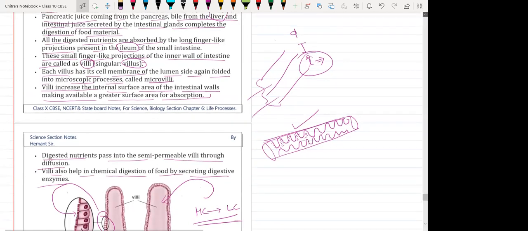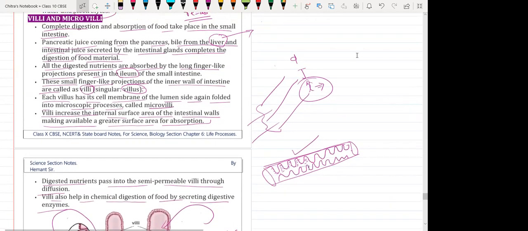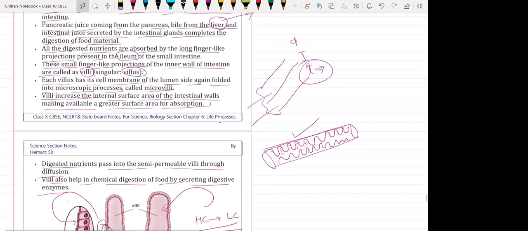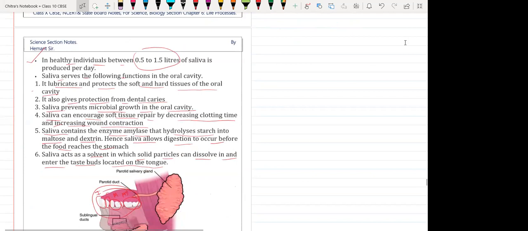Just repeat it once again from here. Sir, can you show the locations of the ileum, duodenum, and jejunum in a diagram, sir? Okay, wait, let me draw one diagram.